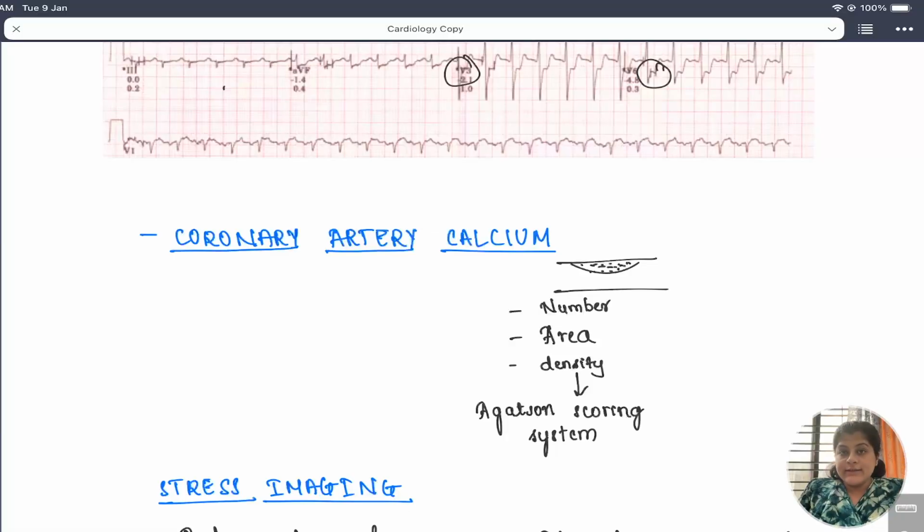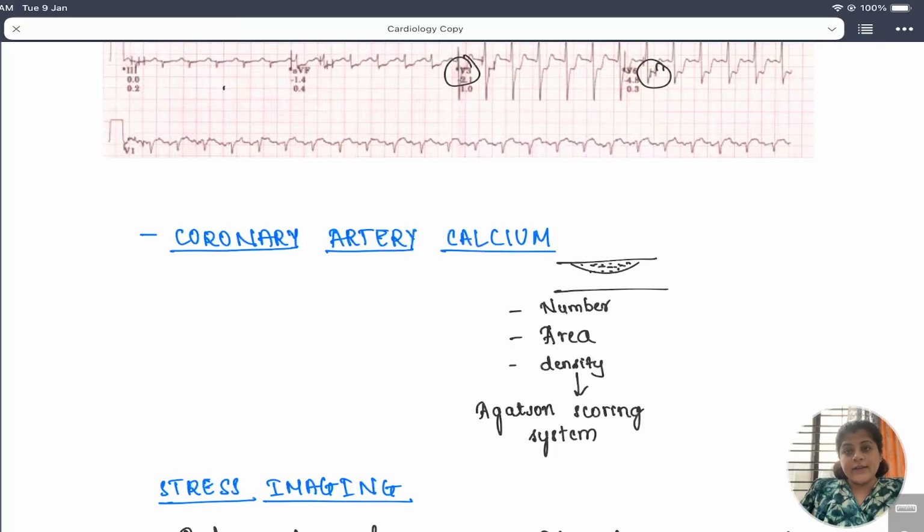What is the final step of atherosclerosis? It's deposition of calcium. Now if you can calculate how much calcium is deposited in coronary arteries, you can actually identify if the patient is at risk of developing atherosclerotic cardiovascular disease or not.